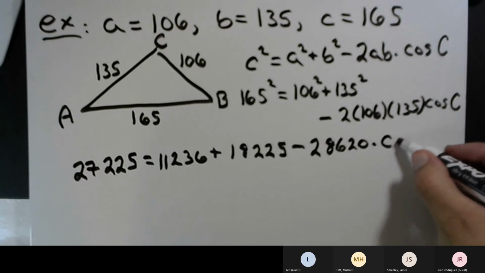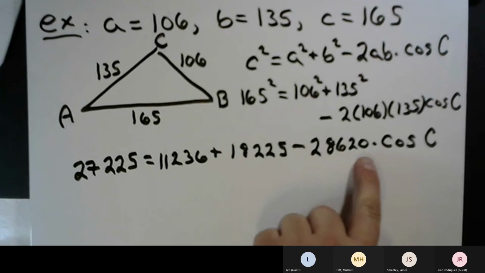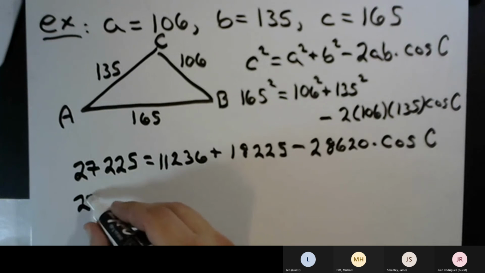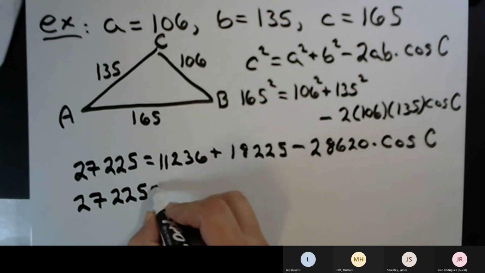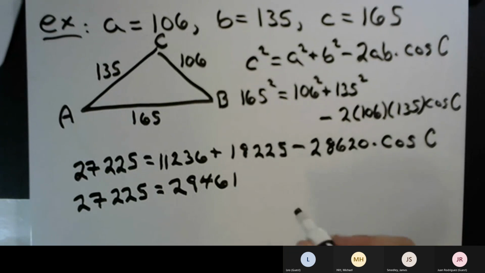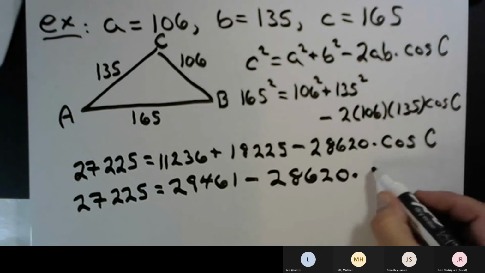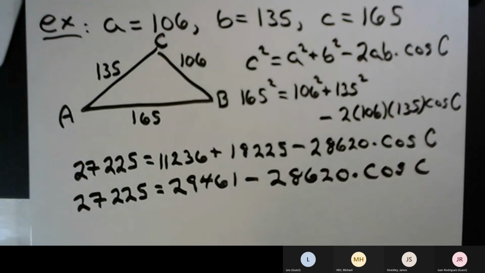28,620 times the cosine of C. So this is going to be attached to cosine C. We can add these two, and so we'll get 27,225 equals 29,461 minus 28,620, and it's still going to be attached to that cosine of C. We're going to have to deal with that later. We're going to solve for cosine C.